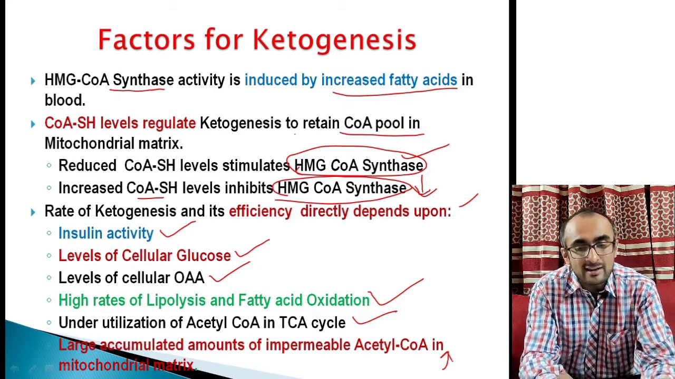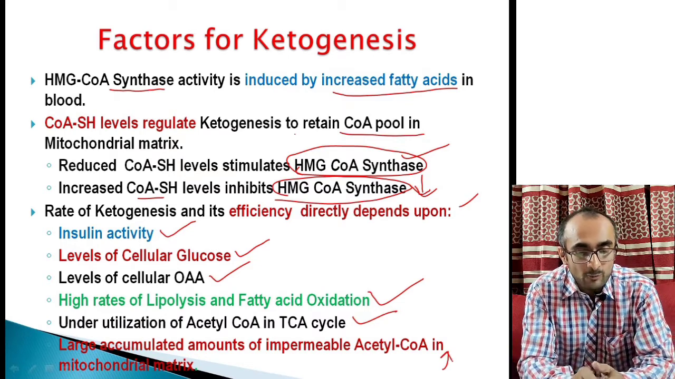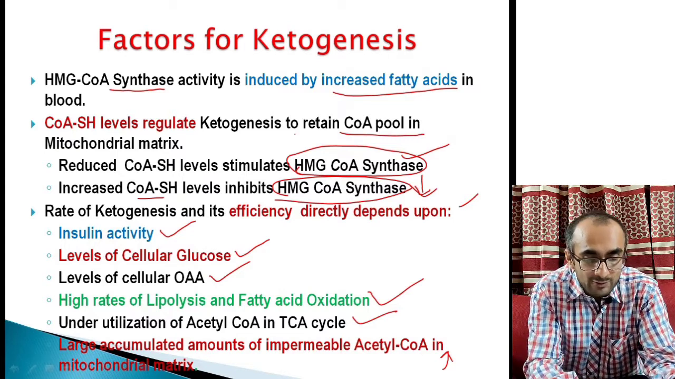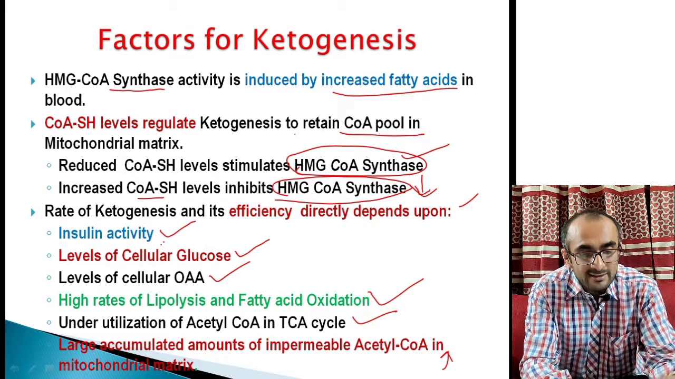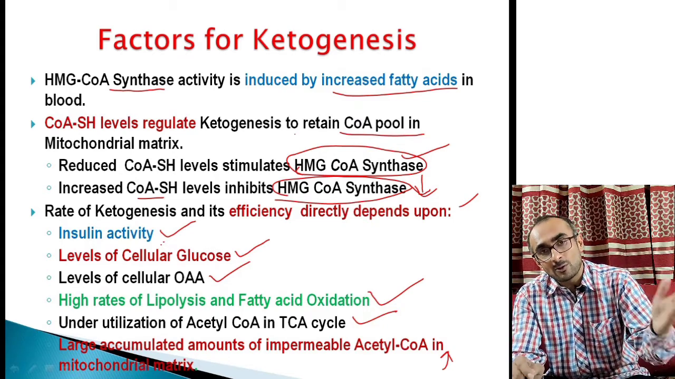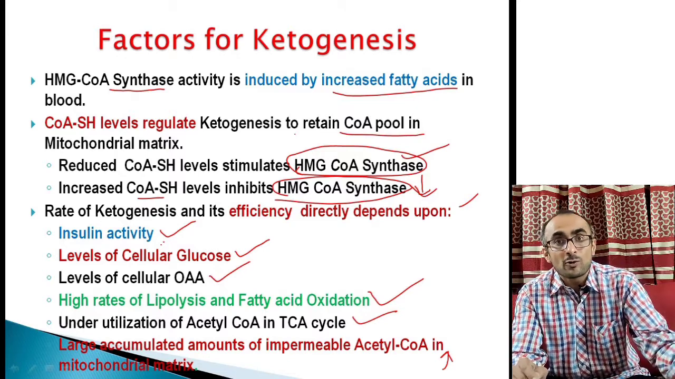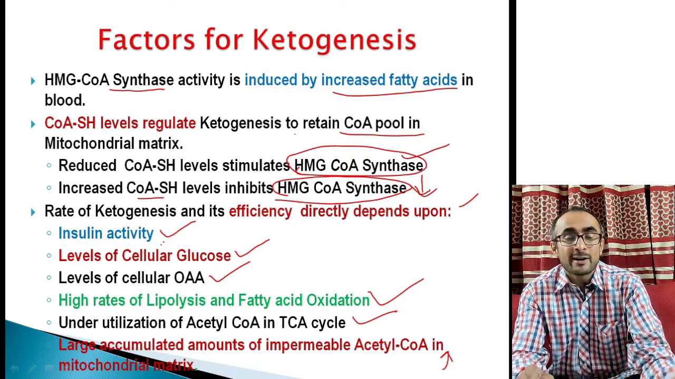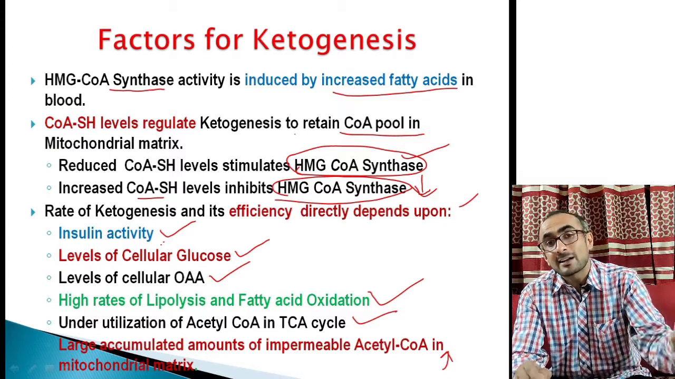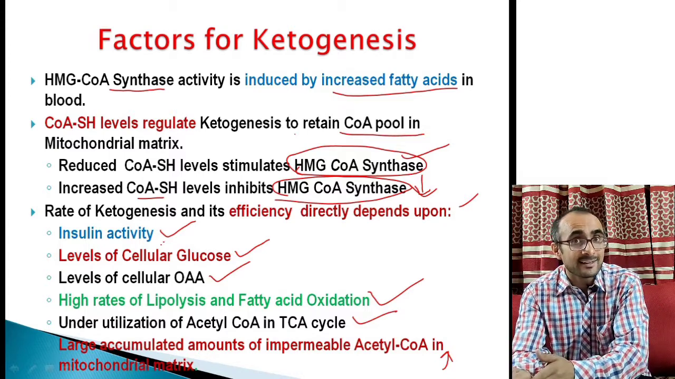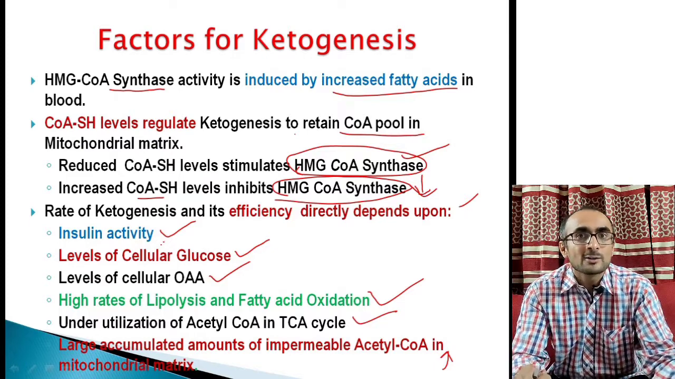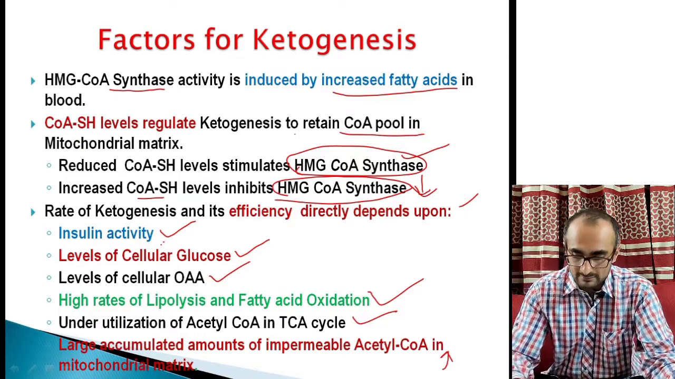All these factors are interrelated with one another. For example, insulin activity. Insulin is only present when there is a high glucose concentration, and when there is a low glucose concentration, glucagon is secreted, which means gluconeogenesis will occur. When gluconeogenesis is occurring, oxaloacetate is depleted, so acetyl coenzyme A cannot enter into the TCA cycle, and hence it enters into an alternate pathway called ketogenesis.